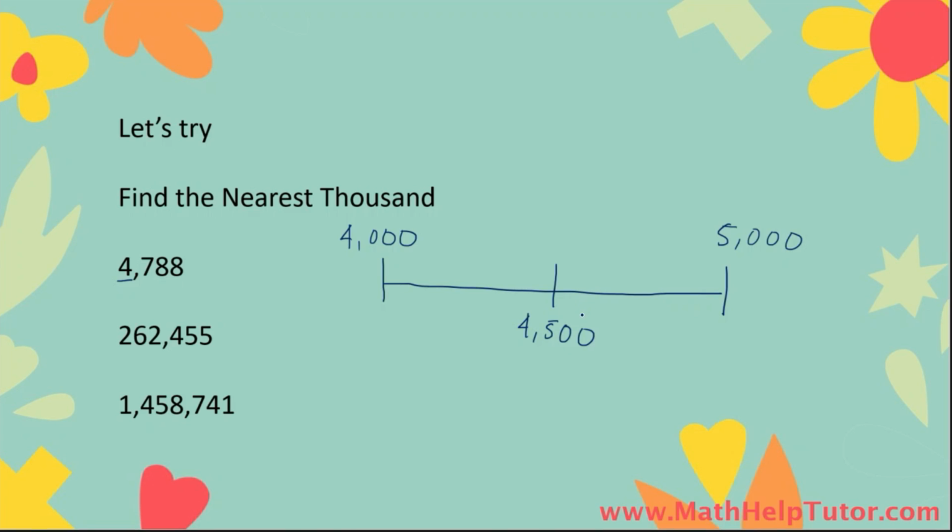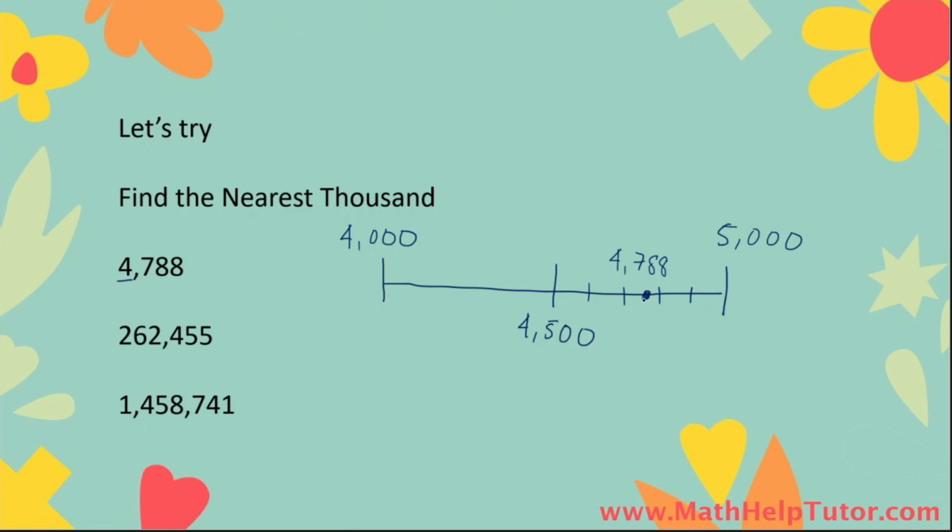Now, let's plot our number on this number line. So we have 4,788. If this is 500, it should be 600, 700, 800, 900, and 5,000. So our number should be between 700 and 800. It should be around here. That's 4,788.